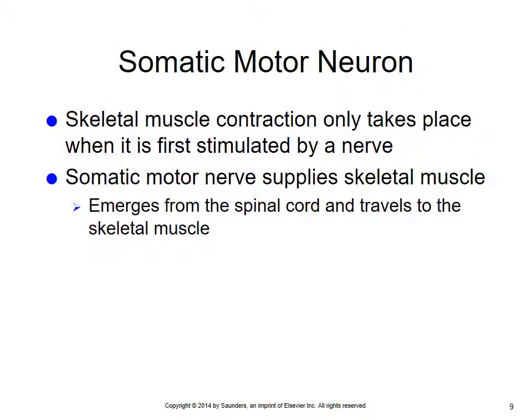The interaction of the motor neuron and the muscle is described in terms of the motor unit and the neuromuscular junction. Skeletal muscle contraction only takes place when it is first stimulated by a nerve. Somatic motor nerves supply skeletal muscle. It emerges from the spinal cord and travels to the skeletal muscle.